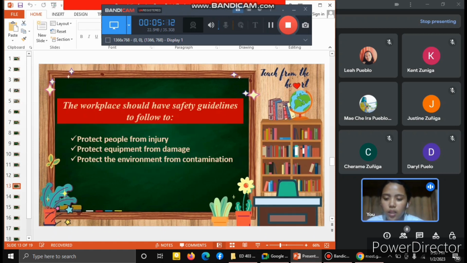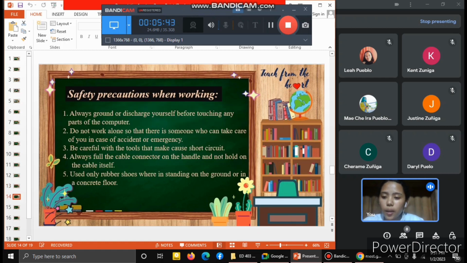So next we have to discuss that the workplace should have safety guidelines to follow. First is protect people from injury. Of course, we should protect our clients from injury, protect equipment from damage, and protect the environment from contamination. The last topic is the safety precautions when working.